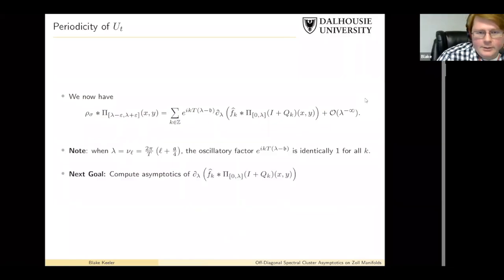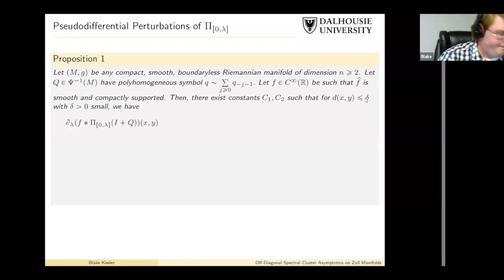So now our next goal is to figure out what are the asymptotics of these weird looking convolutions, where we take fk convolved with pi 0 lambda, precomposed with the identity plus a lower order perturbation. So that's the content of the next proposition. This does not depend on the Zoll property. The Zoll property shows up in those exponential factors, but for just this piece, this is valid on any manifold.